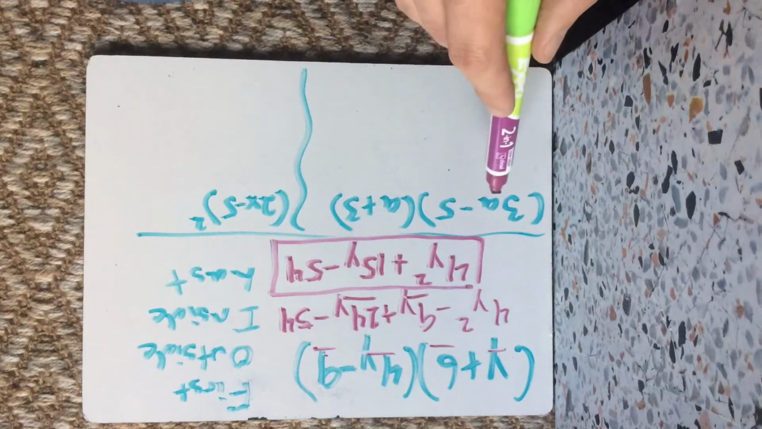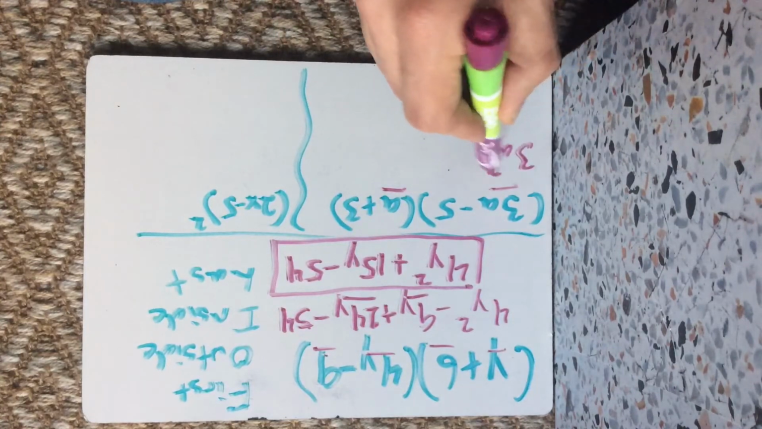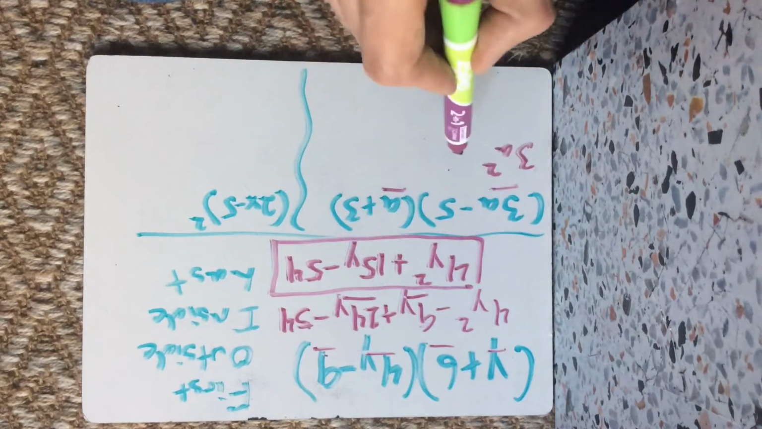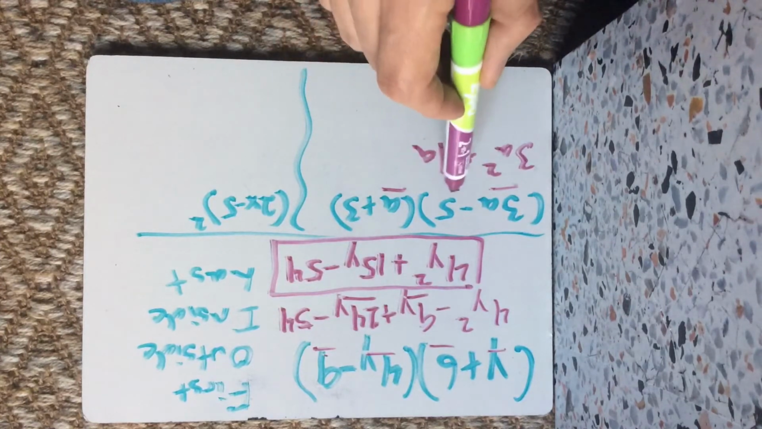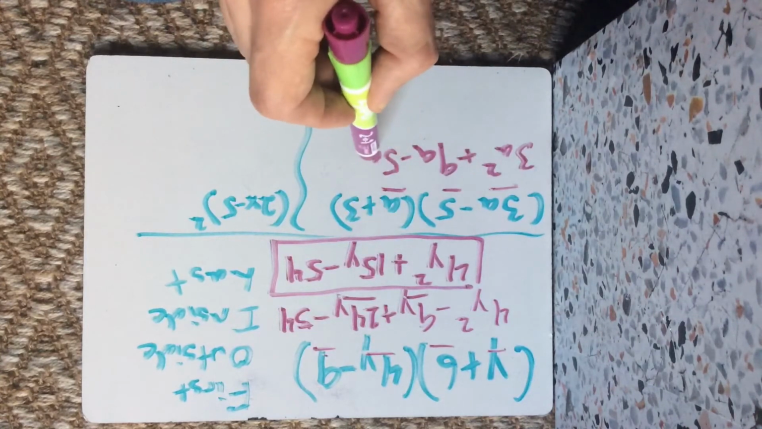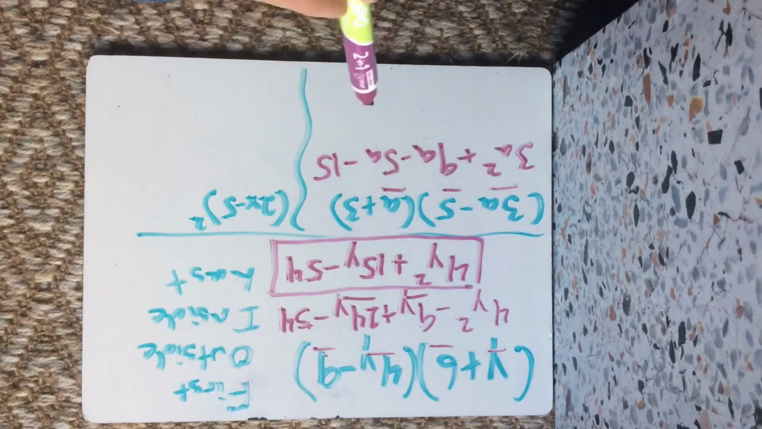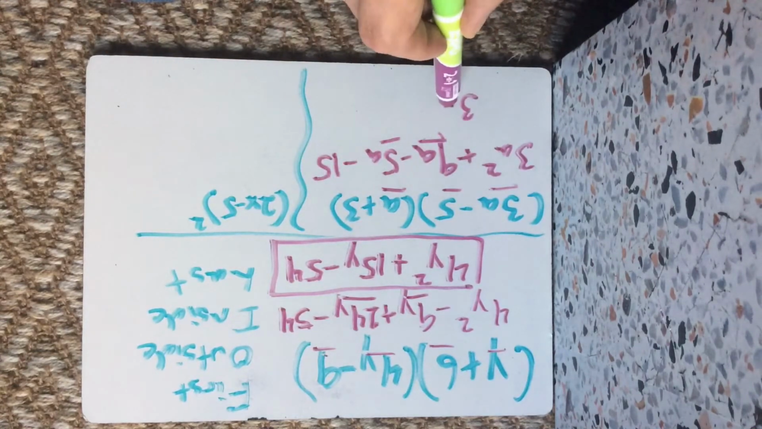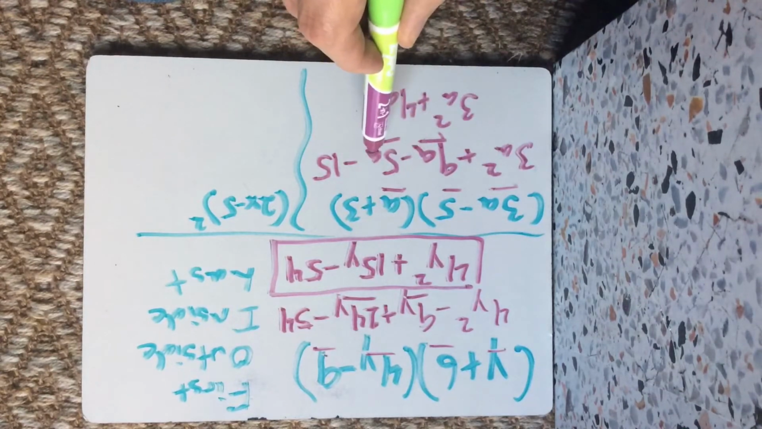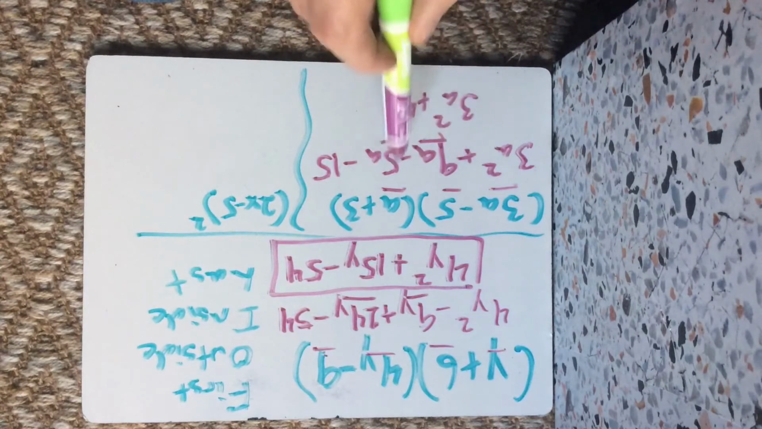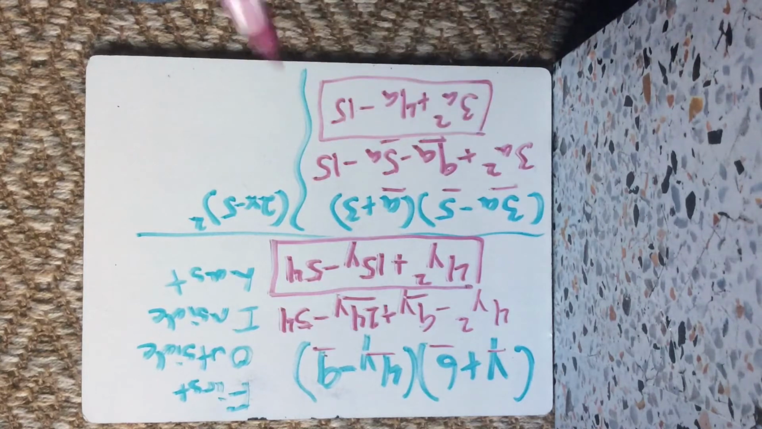Let's look at another one over here. Again, FOIL, first of each, 3a times a, 3a squared. Then the outside ones, 3a times 3 is 9a. Then the inside, negative 5 times a is negative 5a. Finally, the last, negative 5 times 3 is negative 15. Add like terms, 3a squared plus 4a. Again, don't multiply when you're adding like terms, so it's just a. Add your coefficients, leave your variable the same. And I have my answer.